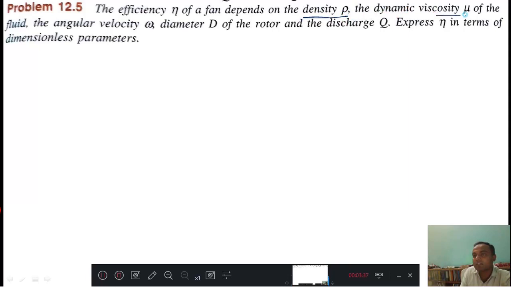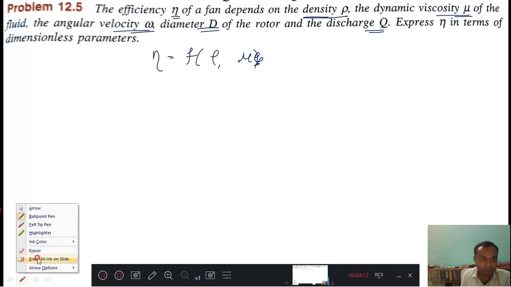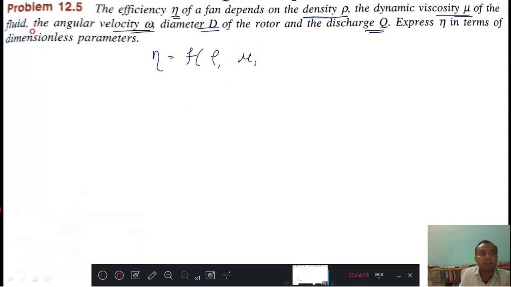density rho, dynamic viscosity mu, angular velocity omega, diameter D of the rotor, and discharge Q. Express eta in terms of dimensionless parameters. Okay, now we'll go ahead. Then eta is a function of what? Eta is a function of first density rho, then dynamic viscosity mu, then angular velocity omega, diameter D, and discharge Q. Okay, these many parameters are there. Eta is depending on all of them.